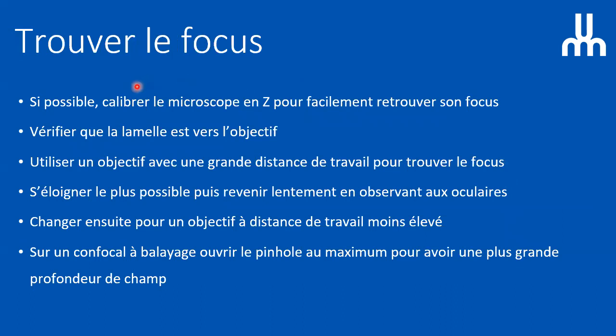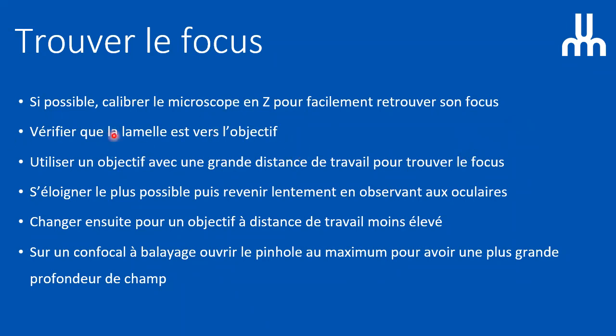Sometimes it's hard to find the focus. I think this is the most difficult thing when you go to the microscope: I cannot see anything. It's all blurry, or I don't see anything at all. There are actually step-by-step things you can do to find the focus. One other thing is to calibrate the Z. If it's motorized, you can calibrate, and then you have a number where you can go back and you know it's going to be in focus.